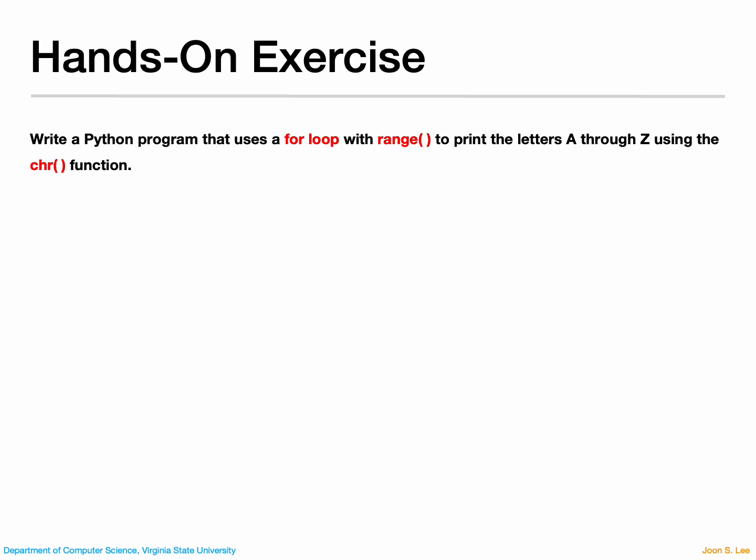Now let's put this into practice. I want you to write a Python program that prints all the letters from A through Z. Here are the requirements. You must use a for loop with the range function. You must use the chr function to convert from numbers into characters. Think about what numeric values you need to start and end with in order to cover all uppercase letters. Remember that uppercase letters in ASCII start at 65, which is A, and go through 90, which is Z.